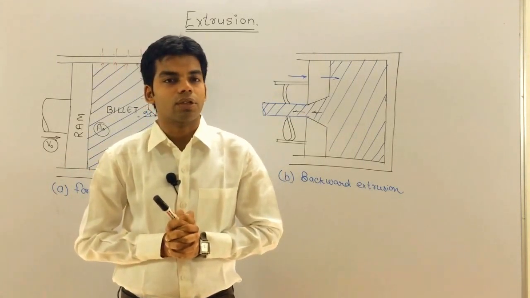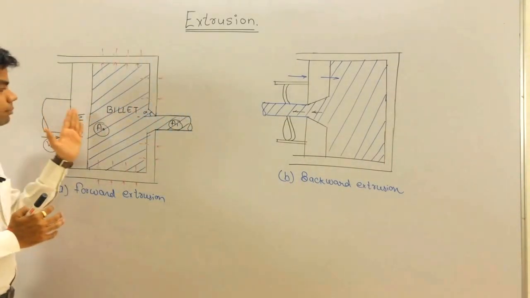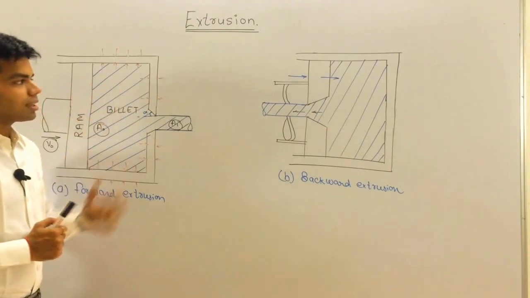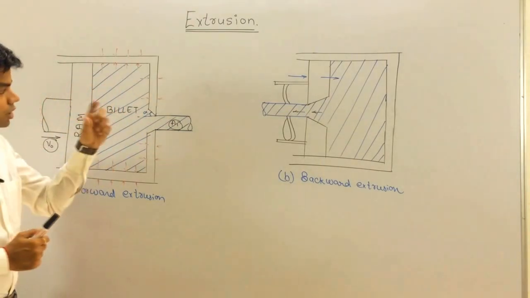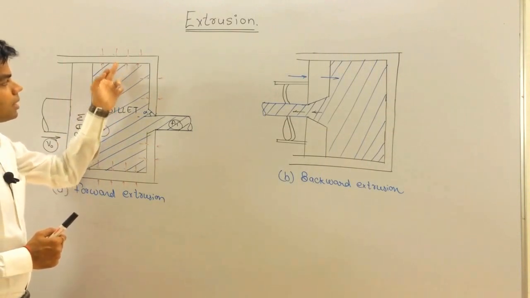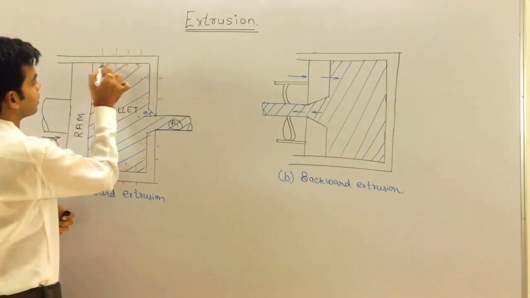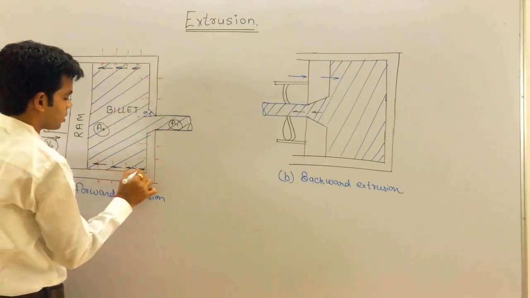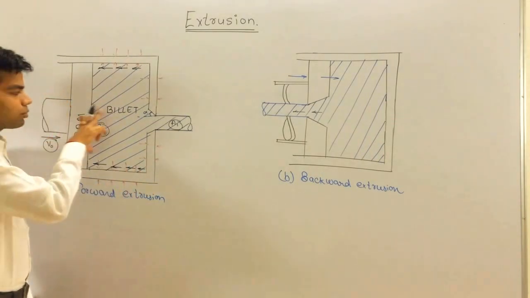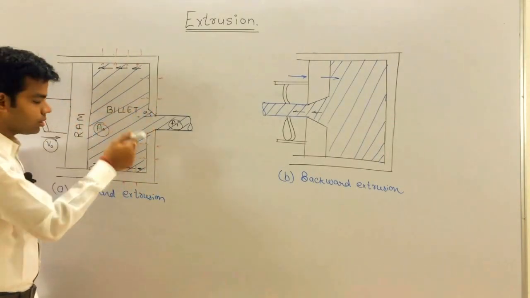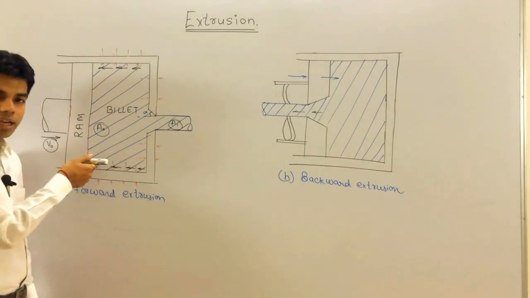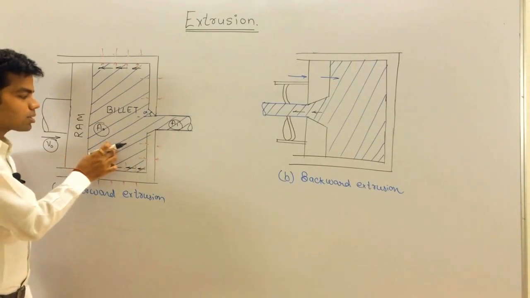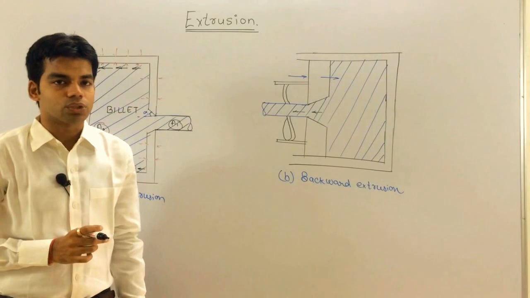Let us understand this thing very carefully. When we are applying a force on the RAM during forward extrusion, the billet material is moving in the direction of the RAM. So the frictional force between the billet and the container obviously will act in the opposite direction, like this. The RAM is moving in this direction, the force is applied in this direction, friction is acting in the opposite direction of the force applied. So this will resist the force, and obviously the force applied will be more in case of forward extrusion.